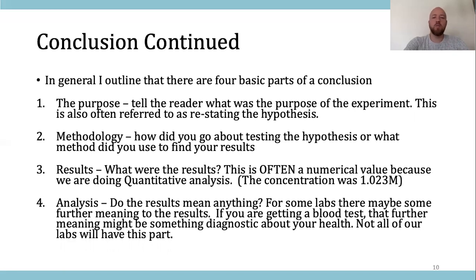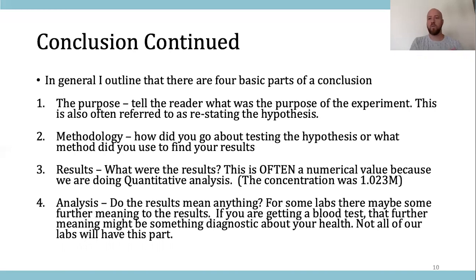Methodology, generally, how did we go about doing this? This is just a sentence, and we're trying to be as concise as possible to summarize how we went about testing our hypothesis. For example, in our volumetric analysis lab, we are using titrations as a way to find concentration. Or in our physical properties lab, we use calibration curves. So we use a calibration curve with standards in order to determine the concentration of an unknown, right?